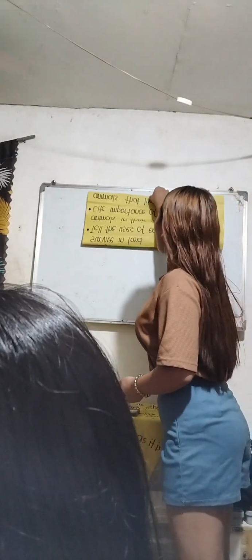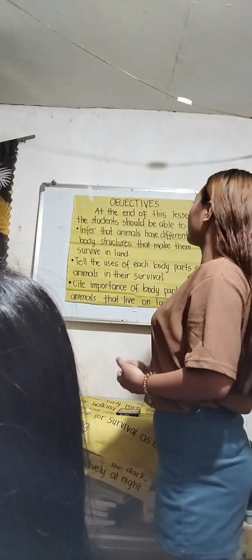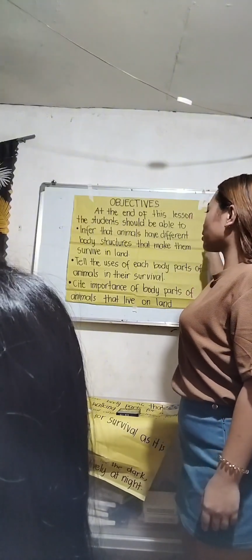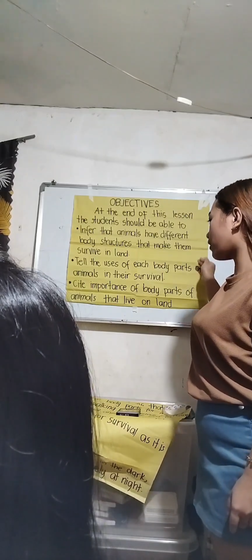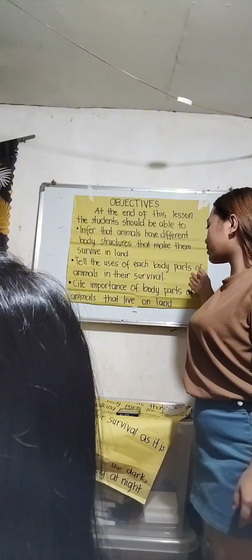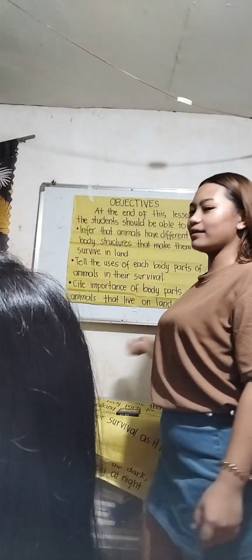Okay, let me show you first our objectives. So this is our learning objective. At the end of this lesson, the students should be able to infer that animals have different body structures that make them survive on land, tell the uses of each body part of animals and their survival, and cite the importance of body parts of animals that live on land.